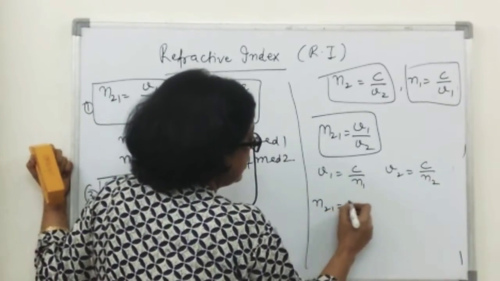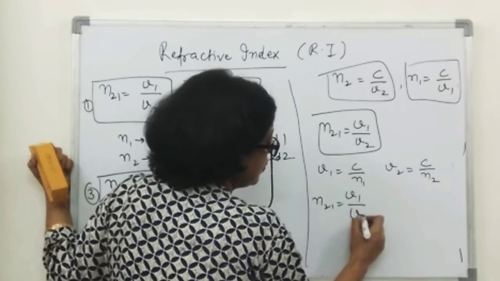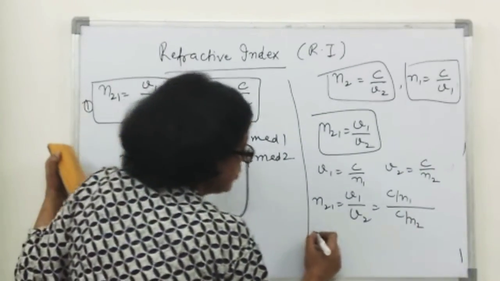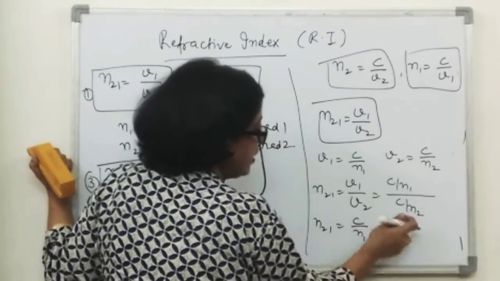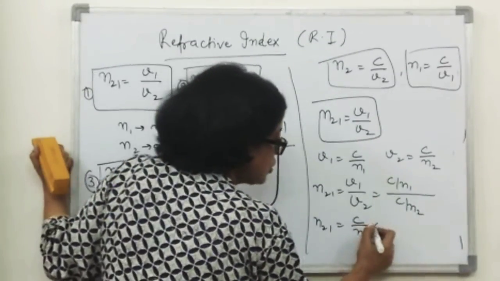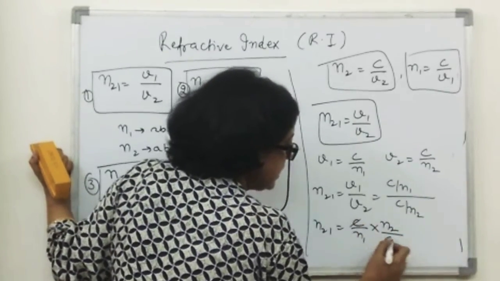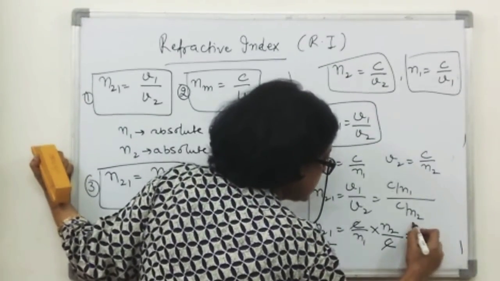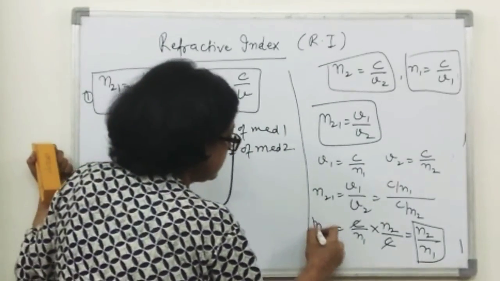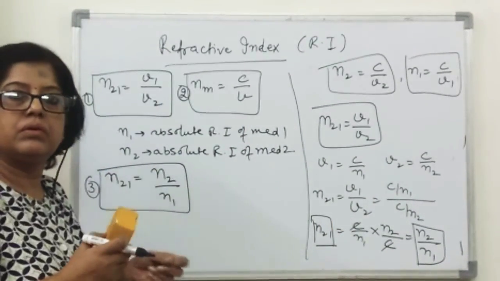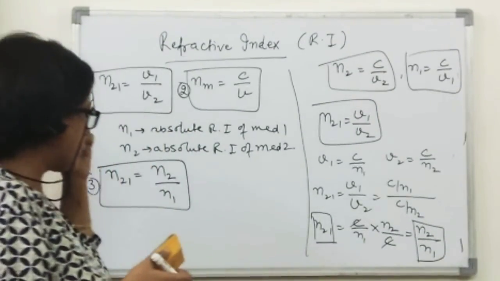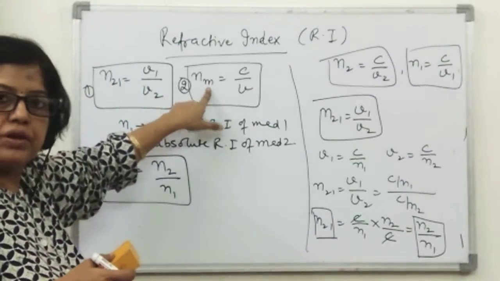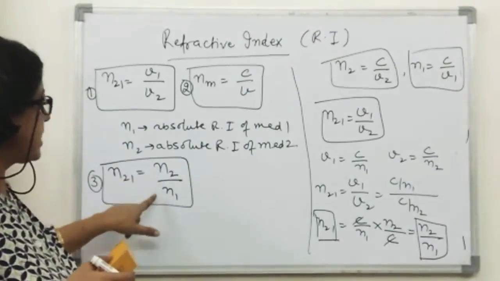So N21 is V1 by V2, which is C by N1 upon C by N2. When C by N2 goes in the numerator, we take the reciprocal, so it will be N2 by C, and you can see C gets cancelled and we get N2 by N1. This is how we've proved that N21 is equal to N2 by N1. I hope you have understood. Fine. So we have three formulas that we've done for refractive index. N21 is V1 by V2. Nm, the absolute refractive index, is C by V. And N21 can also be written as N2 by N1.